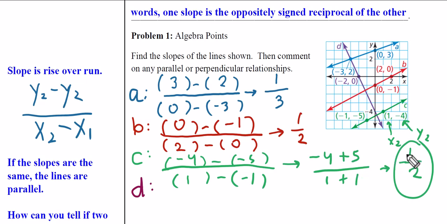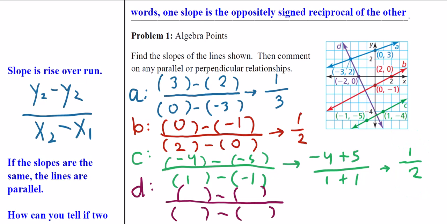The numerator, of course, is a +1. And -4 plus 5. Look at the number line. For line D, you don't see 2 purple points on here. But I'm going to propose here that this blue point is on this purple line. So I'm going to use that point, and I'm going to use this point. And in this case, I'm going to use this one as my second point, and this other point as my first point.